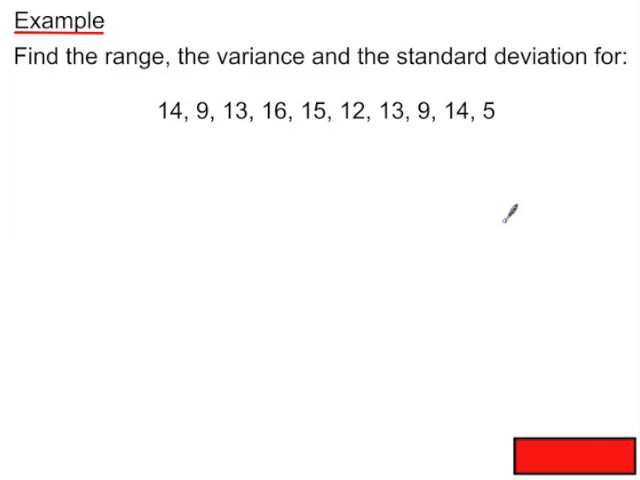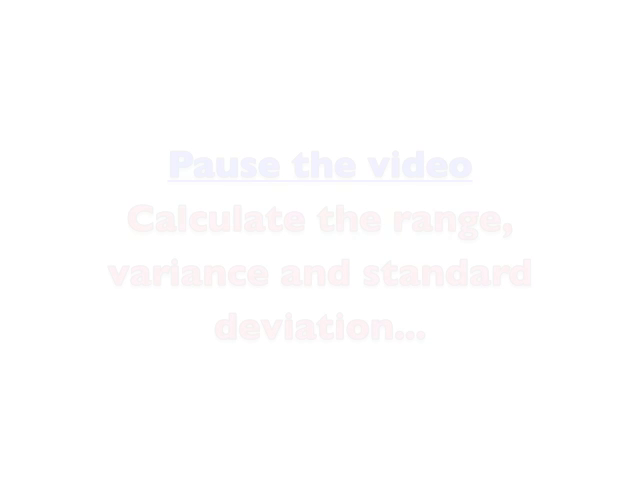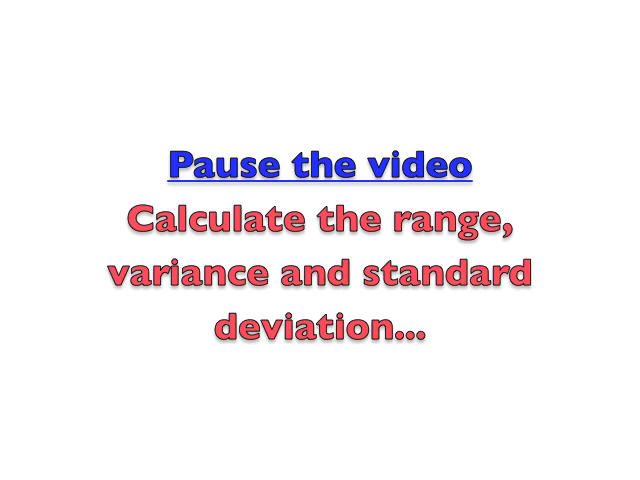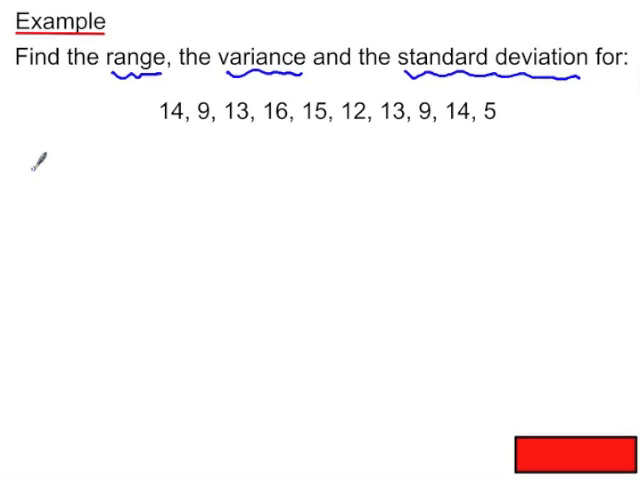To conclude this lesson, I would like you to pause the video once again and calculate the range, variance and standard deviation for this set of data. Firstly, the range is the difference between the maximum value and the minimum value. So that's 16 take 5, which is 11.